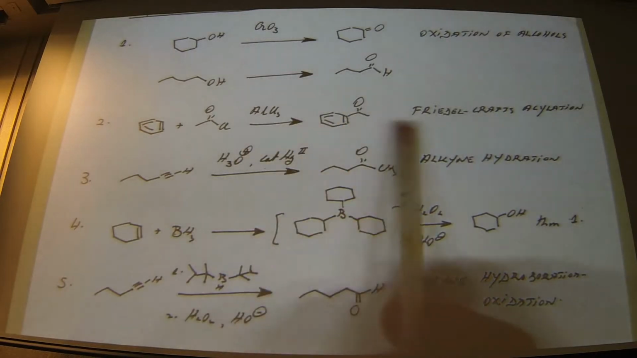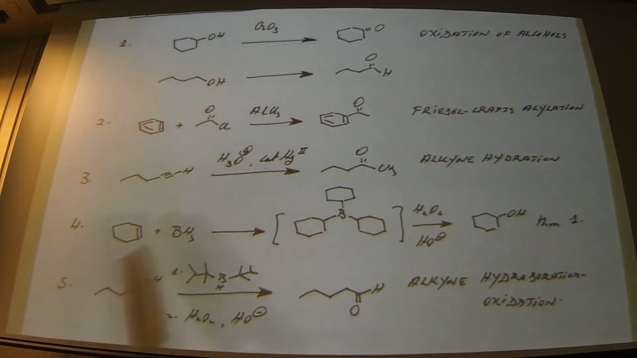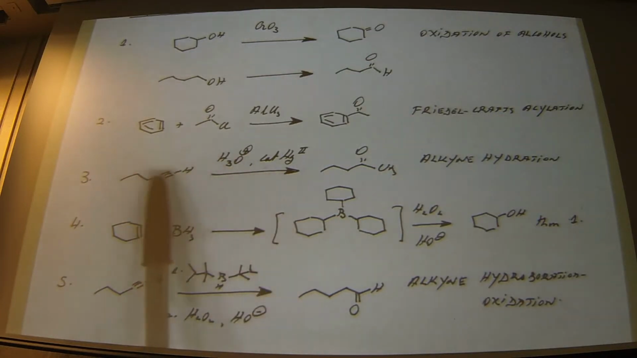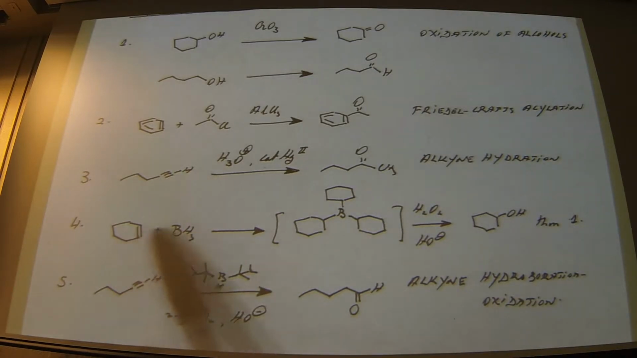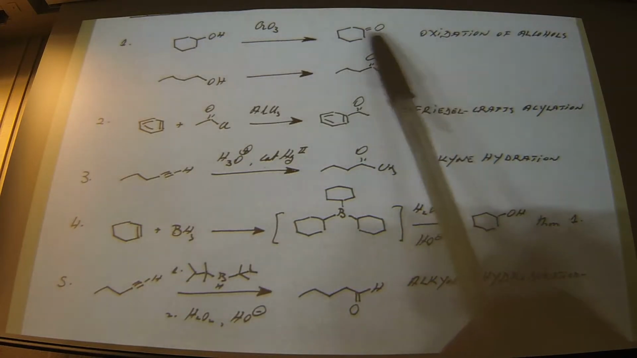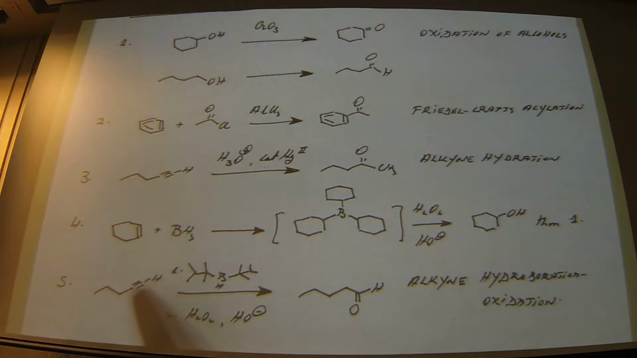Another way is from a Friedel-Crafts. I mean, we just saw that not so long ago. The third way was the way I talked about this morning, and I said, please go and look at the mechanism. That's the acid and mercury catalyzed hydration of an alkyne. And finally, a hydroboration oxidation to get to the alcohol, which then gives you the ketone, or a hydroboration oxidation to give you directly the aldehyde from the alkyne. So these are all ways that we know to synthesize carbonyl compounds from other starting materials.